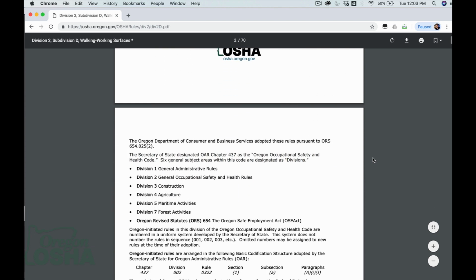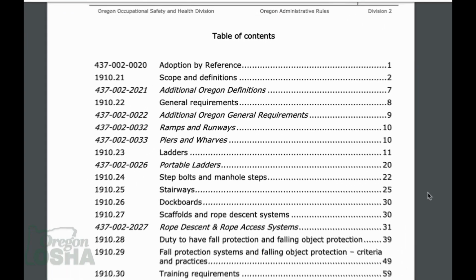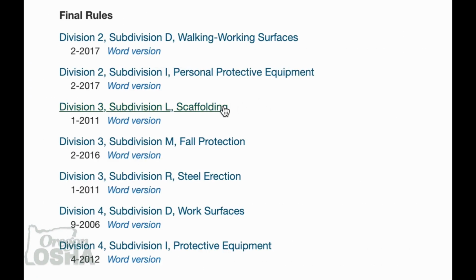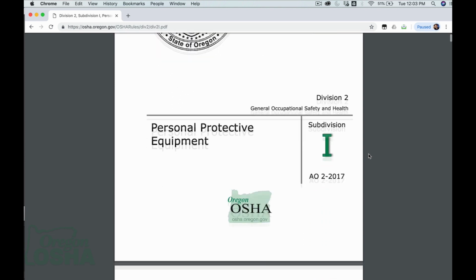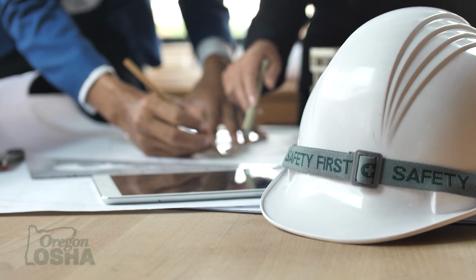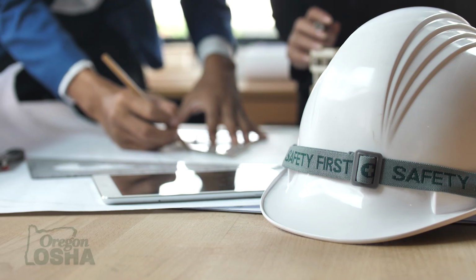The term general industry refers to all industries not engaged in agriculture, construction, maritime, and forestry activities. Scaffolding requirements in general industry are referenced from the same one that construction uses, Division 3, Subdivision L. Personal fall protection equipment is covered in Division 2, Subdivision I, Personal Protective Equipment. It will be of great value to you and your company to have a good knowledge of OSHA standards that relate to your industry and how to apply them.